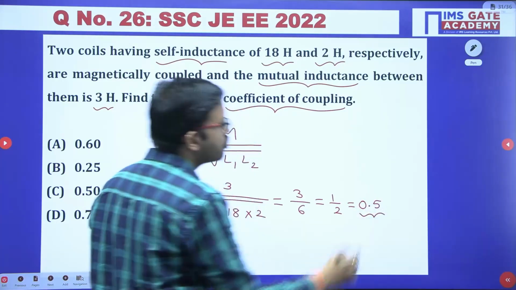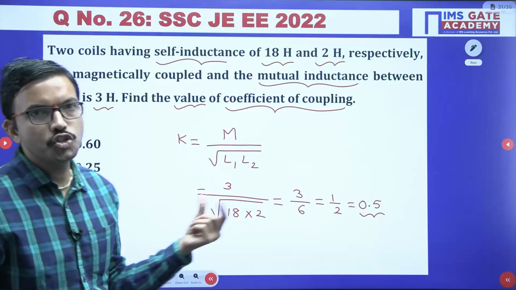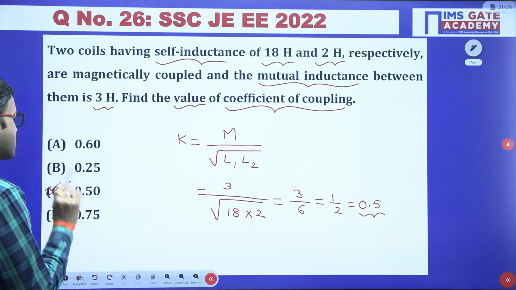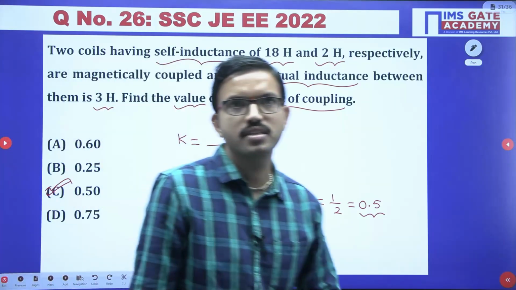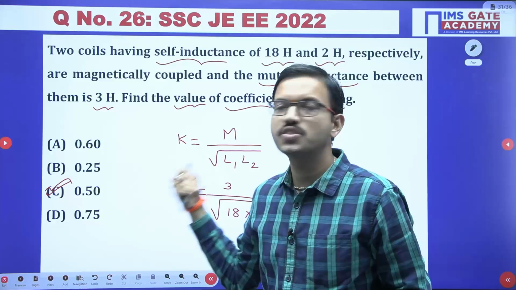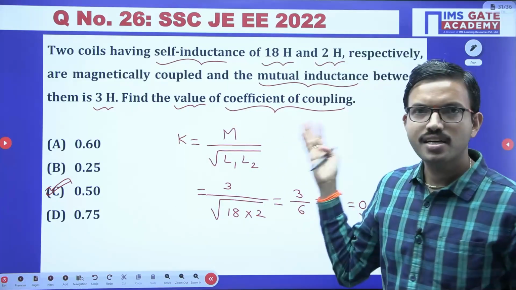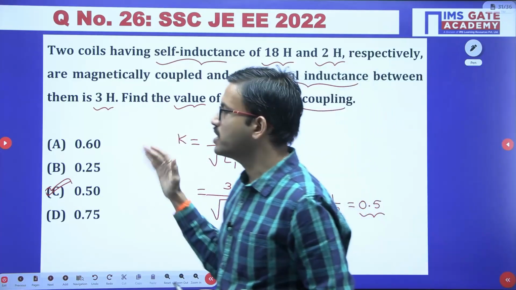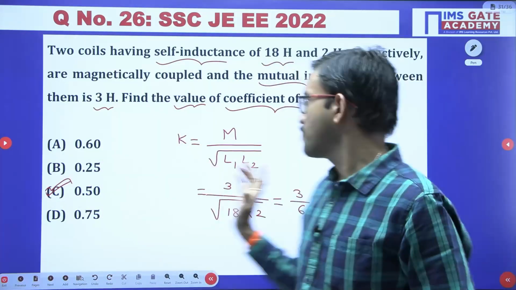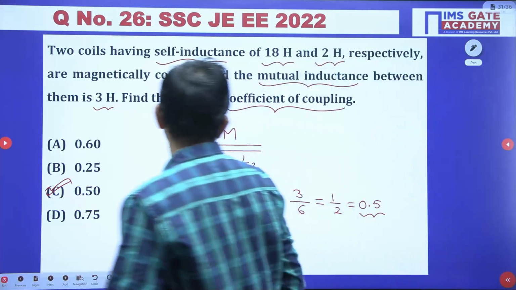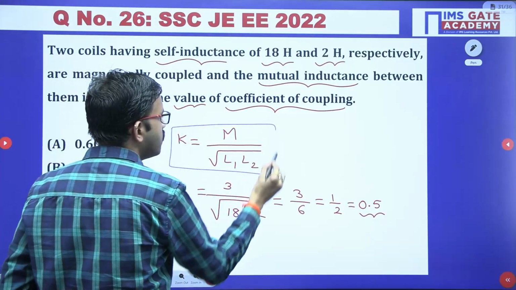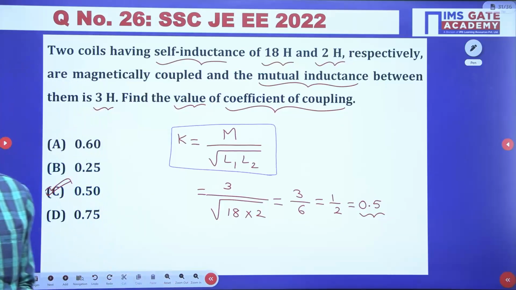In general, the coefficient of coupling value lies between 0 and 1. Minimum value is 0, maximum value is 1. So in this question, option C is correct. In this question, all the choices have values between 0 and 1. But whenever they are asking about the coefficient of coupling, if any choices are greater than 1 or negative, straight away you can eliminate those choices. This is the standard formula regarding coefficient of coupling: K equal to m divided by root L1 L2.